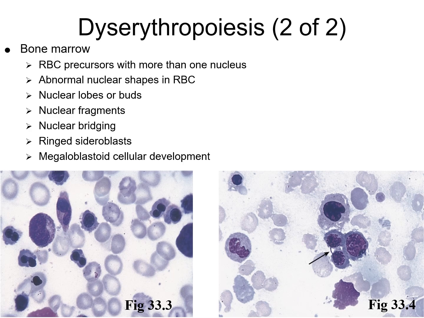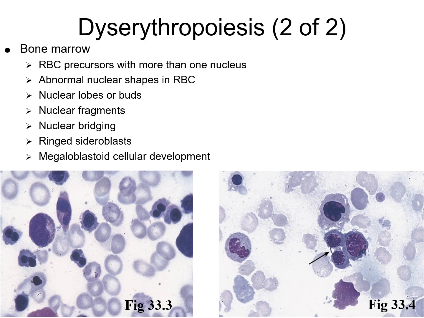For bone marrow findings, in the bone marrow, dyserythropoiesis is characterized by abnormal development and nuclear maturation of erythroid precursors. So some features that we would see in the bone marrow for dyserythropoiesis is we would potentially see multinucleated red blood cell precursors. So we could see erythroblasts with more than one nucleus, and for normal erythropoiesis, that is not a typical finding. We may also see abnormal nuclear shapes. That includes nuclear lobes, nuclear buds, fragments, and nuclear bridging.